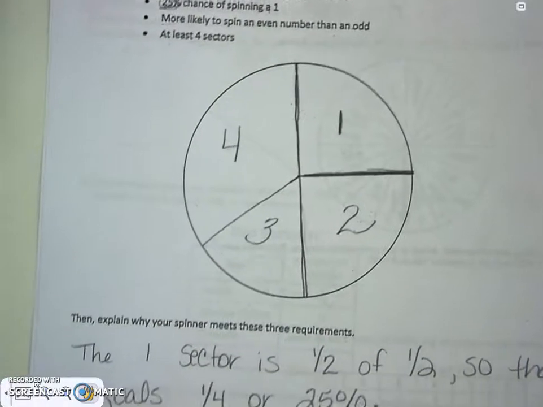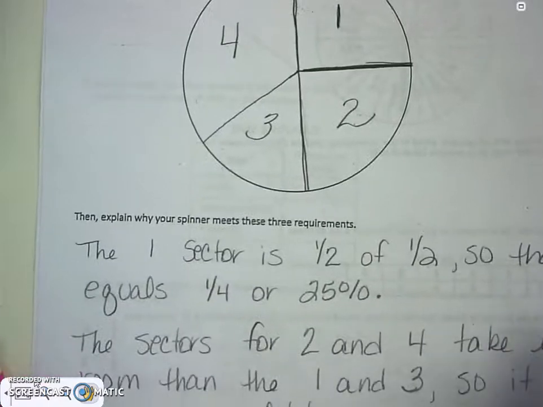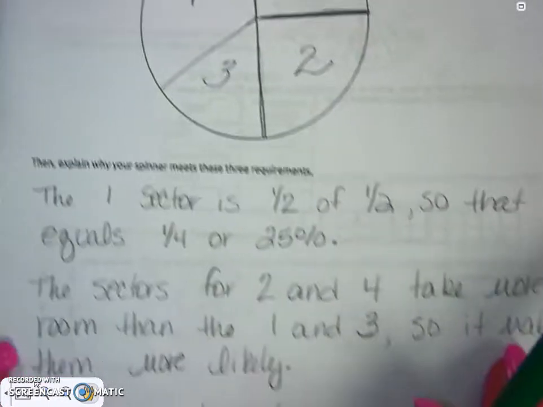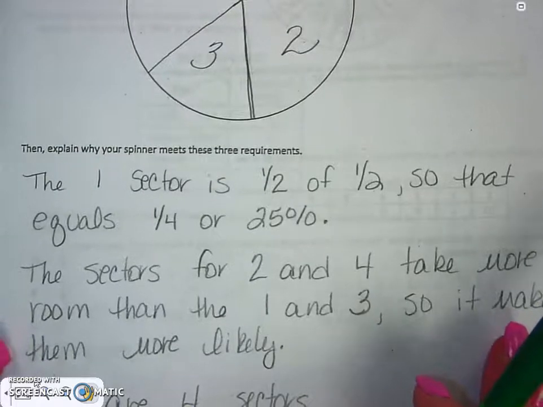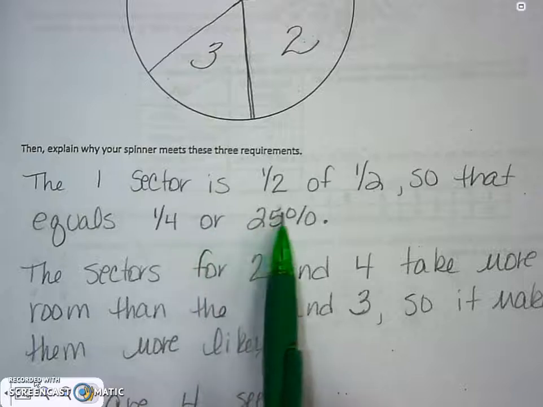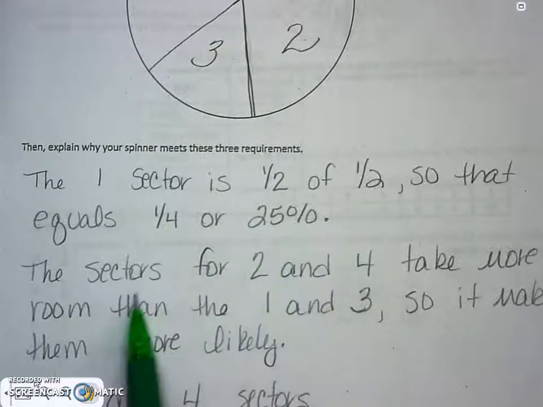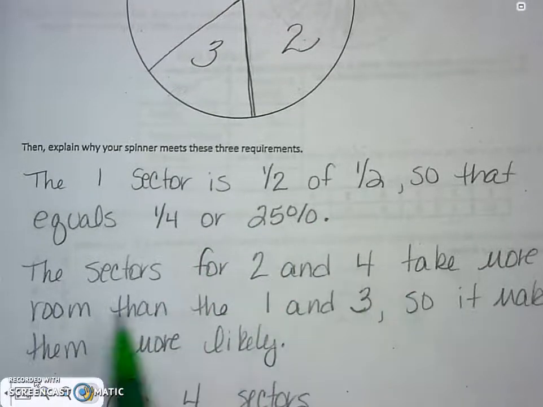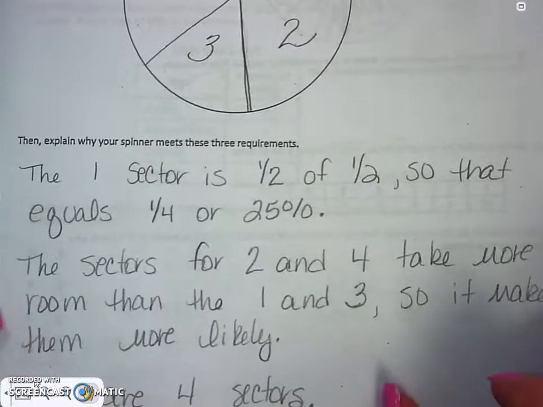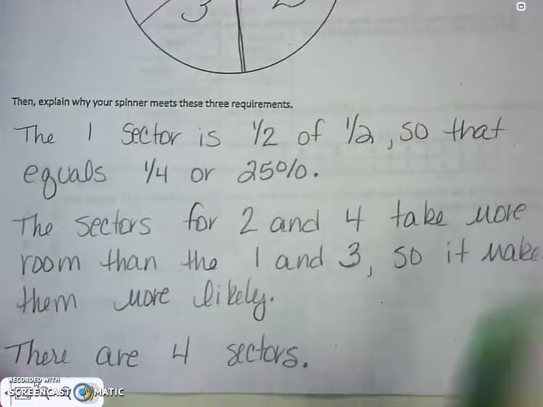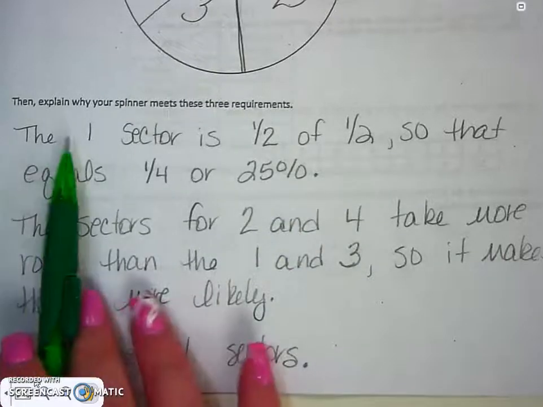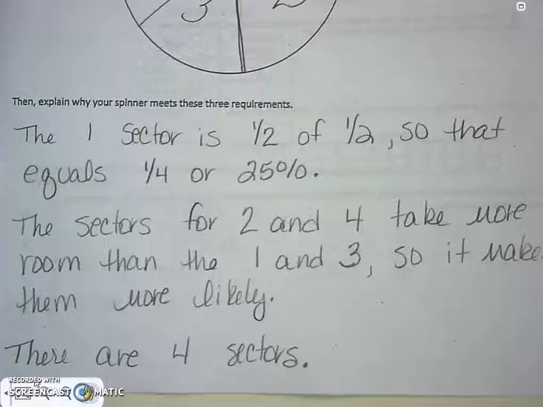Then it says, explain why your spinner meets these 3 requirements. So I said the first sector is half of a half, so that equals 1/4 or 25%. The sectors for 2 and 4 take more room than the sectors for 1 and 3, so it makes them more likely. And then there are 4 sectors. Those are my explanations for how I made sure that they followed all 3 requirements.